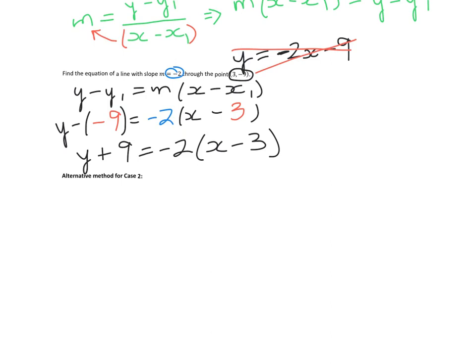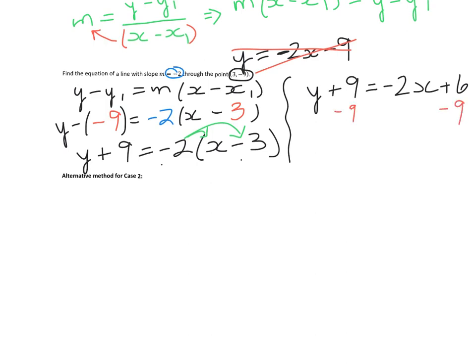We're going to solve for y. Our first step to solve is we're going to distribute that -2. So -2x, -2 times -3 is +6. And then solve for that y. So subtract 9. And then we get our solution. Y equals -2x. 6 minus 9 is -3.